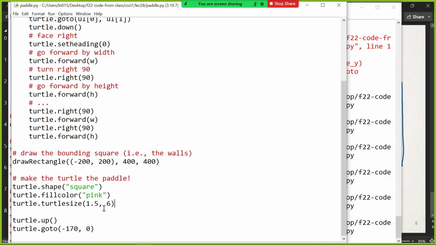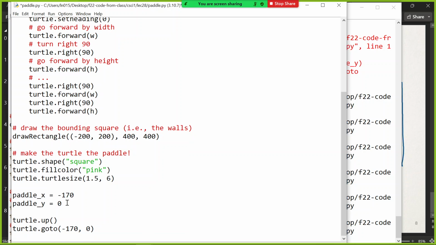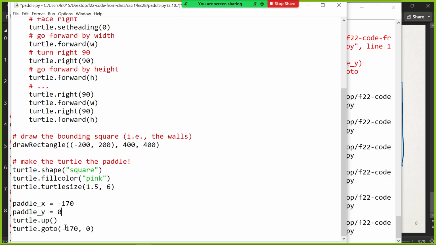Turtle size, 1.5, 6. I guess I should say a few things. Instead of hard coding negative 170 and 0, because we're going to change the location of this paddle, let's do the same thing that we were doing with the ball. So paddle x, start that at negative 170. Paddle y, let's start that at 0. And then turtle.goto paddle x, paddle y. And so we can just keep doing that kind of thing. Those variables will keep track of where we want the paddle to be.